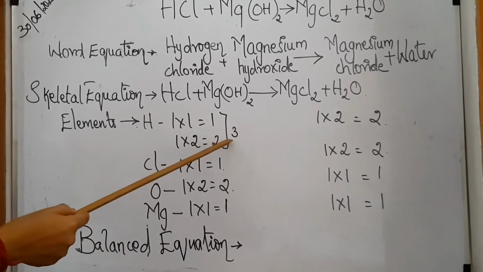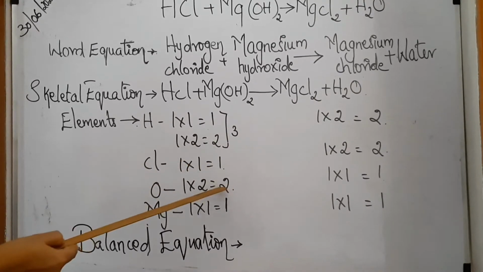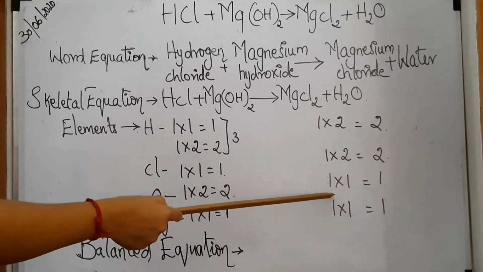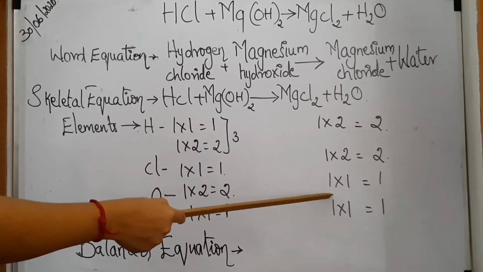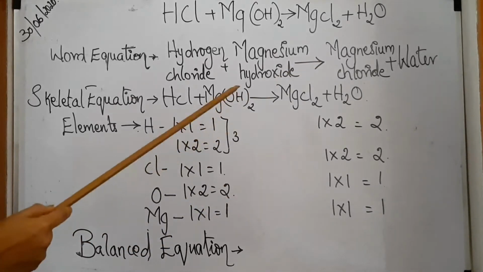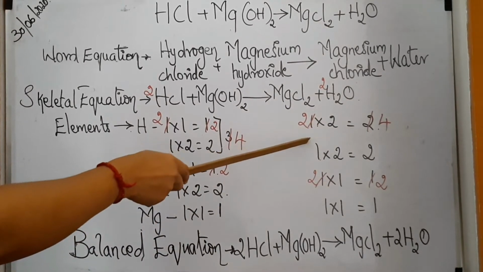Hydrogen, it is 3 here, whereas here it is 2. Same way, oxygen is 2 here, here it is 1. We will start balancing with which one? Yes, right. We will start it with hydrogen. Children, now we have started with hydrogen.